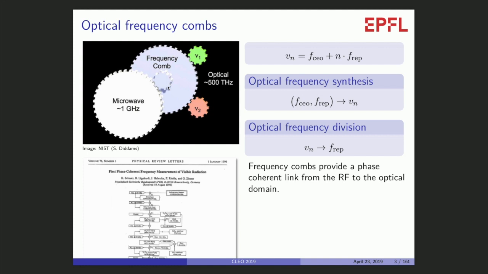Optical frequency combs are phase coherent links that link an optical frequency to a microwave frequency. Mathematically, you can think about a comb as linking an optical frequency nu_n to two radio frequencies, and we'll talk about what the physical ramifications are. One is the so-called offset frequency, and one is the repetition rate. If this is an optical frequency, and this is an RF frequency in the radio frequency domain, that integer number here is very large. So you can think about a comb as a gearbox from the optical domain to the RF domain.